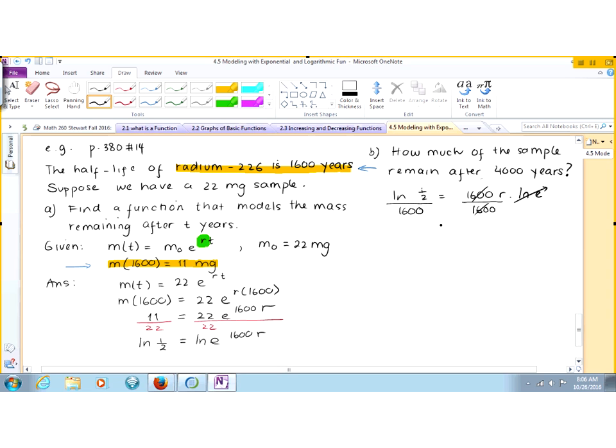Yes? All right. So what is r approximately? Well, we'll just leave it the way it is. So this is the model. M of t is equal to M naught, 22, e to the ln half divided by 1600 times t. All right, so this is your model.